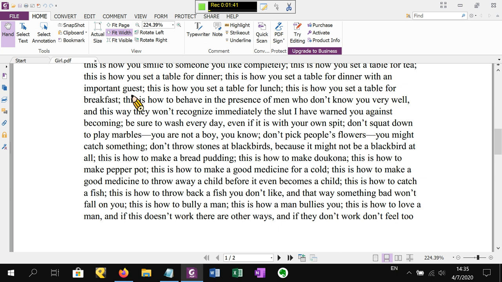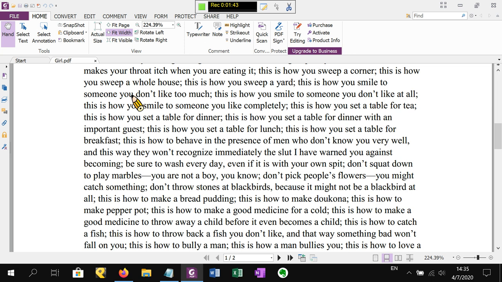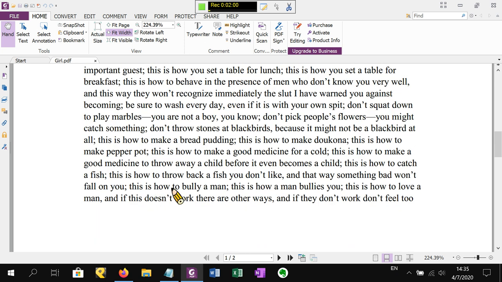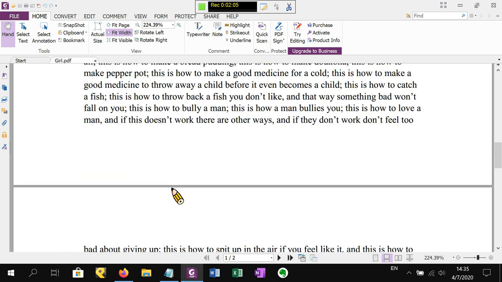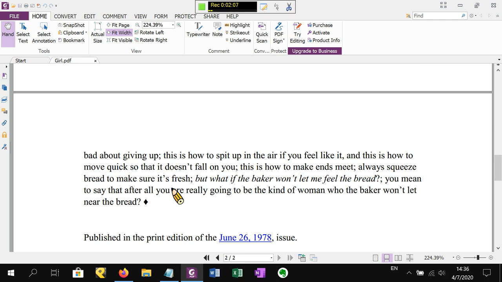How to behave in the presence of different kinds of men. Right? Smiling at someone you don't like, smiling at someone you do like. Or, sorry, smiling at someone you don't like, smiling at someone you hate. Bullying a man, avoiding his return bullying, how to love a man. A lot of the advice in the second half of the story seemed to be about the decisions that a woman can make for her own life.